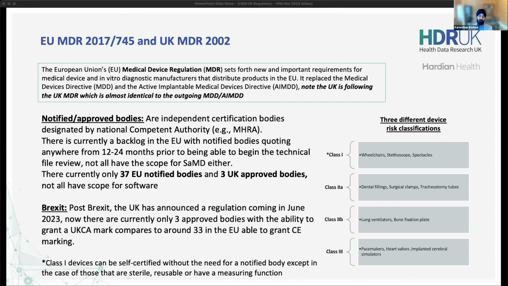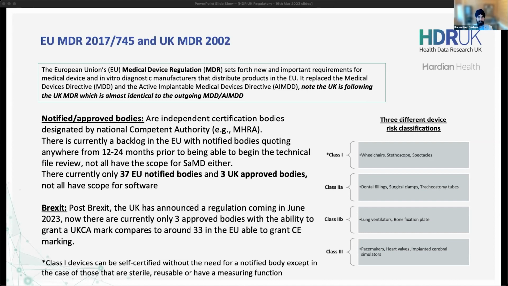Now, class 1 devices can be self-certified without the need for a notified body. There is an exception to that for those that are sterile, reusable, or have a measuring function. If you're any one of those three, you won't necessarily have a full technical file review, but the notified and/or approved bodies will want to look at whatever the sterile element, reusable element, or measuring function is in terms of your technical files. Class 1 devices still need full technical files. You're just not going to be audited against them.